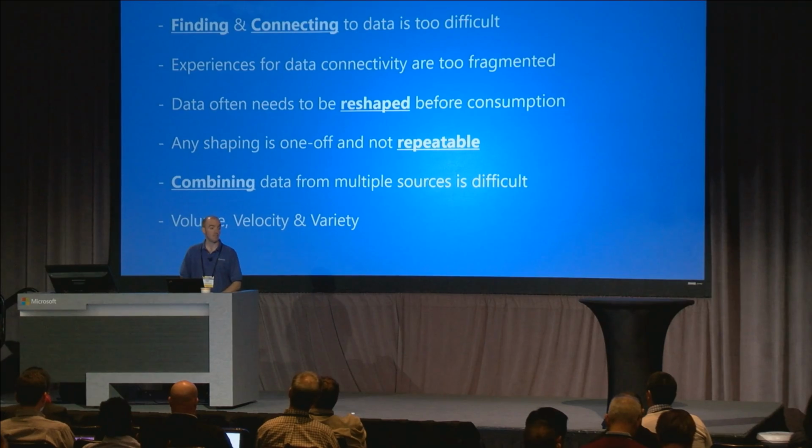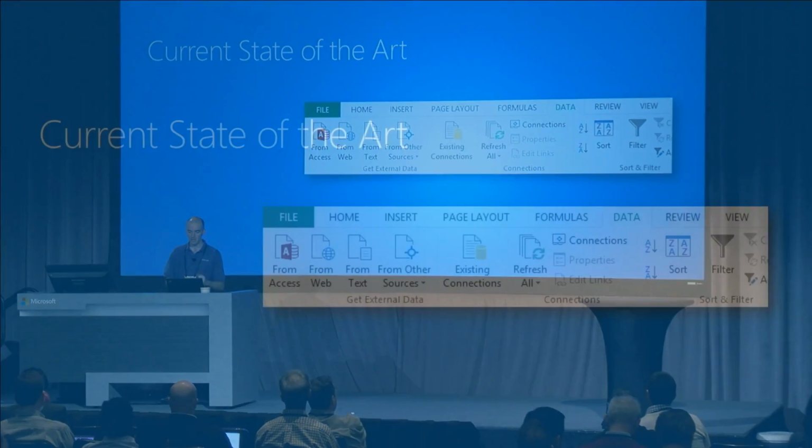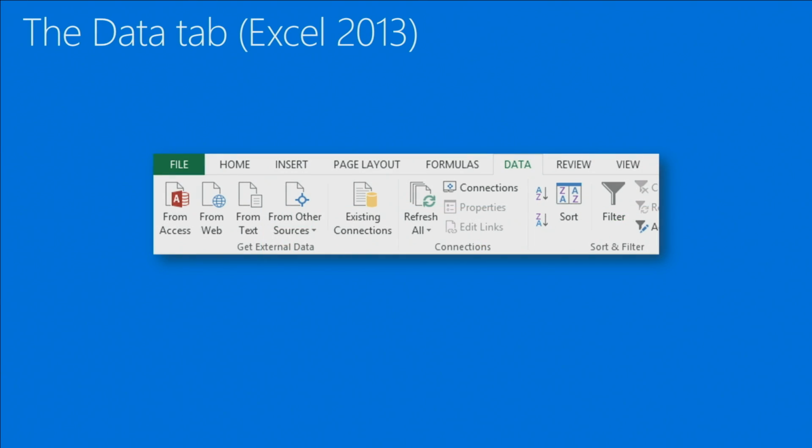So with all of those challenges, let's take a look at what are the different tools that you have in the Microsoft ecosystem to date, or actually previous tools before what we're going to show you right after. And let's take a look at this first one. You recognize this? This is the Data tab in Excel 2013. So that's something that's been around for a few years now.